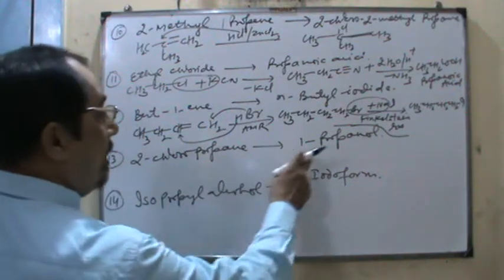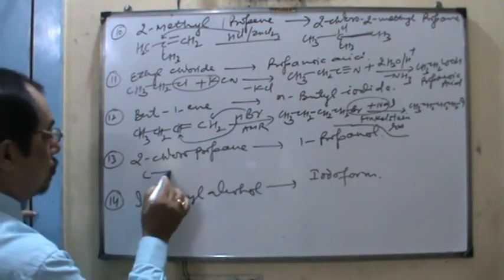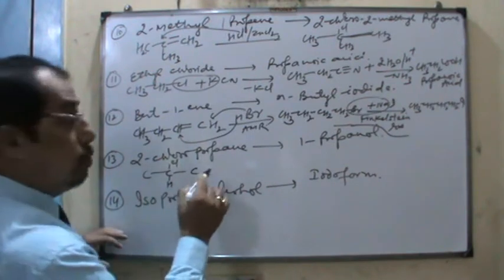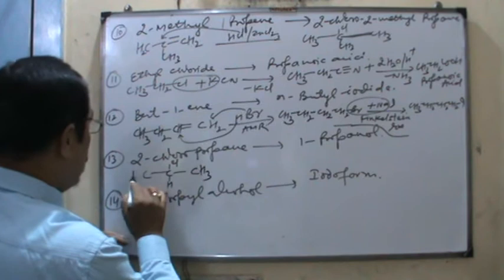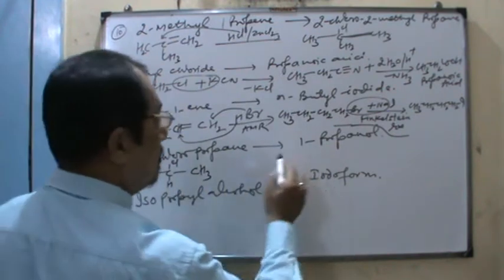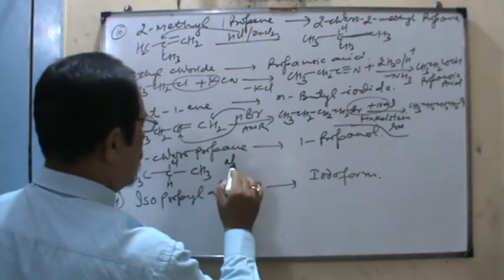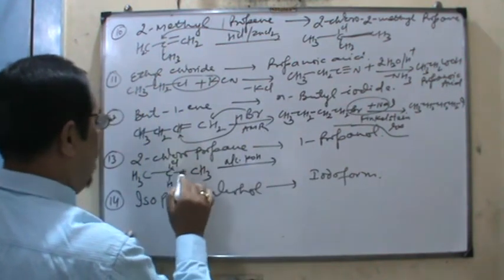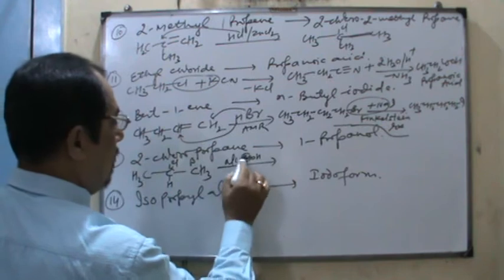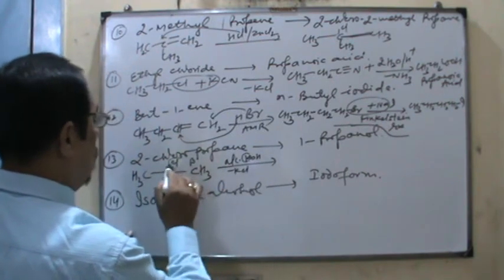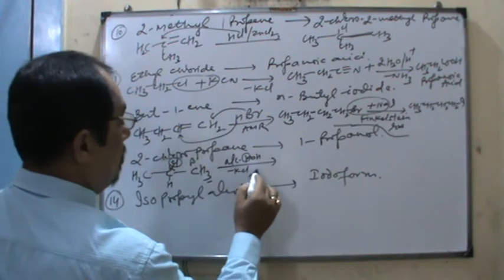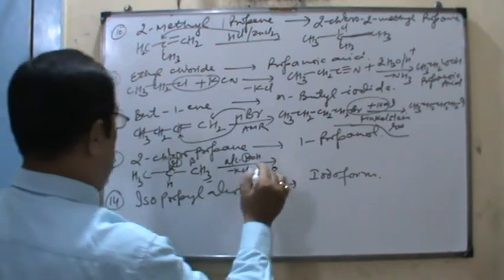Now, 2-chloropropane to 1-propanol. So first you write here 2-chloropropane. That is what it is. First you treat it with alcoholic NaOH or KOH, alpha and beta elimination. K and Cl are out, the chlorine on the alpha carbon and one H from the beta carbon, minus water.